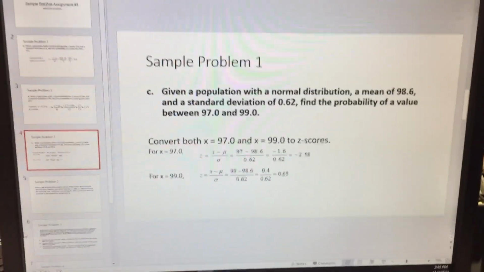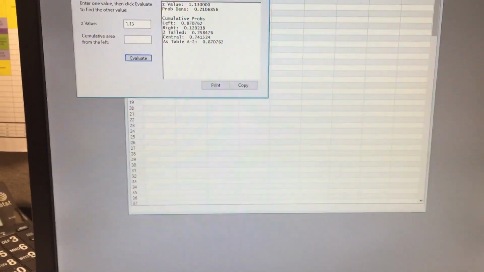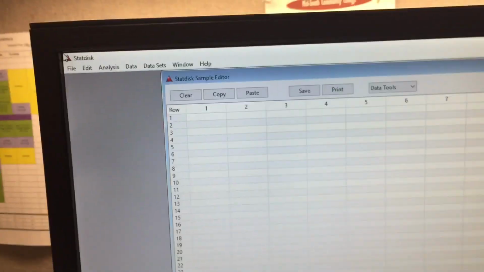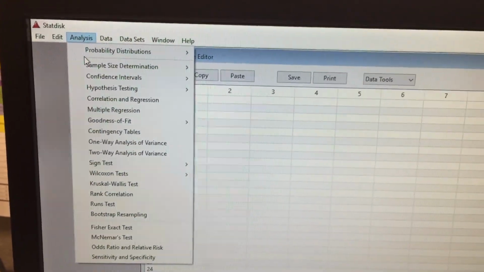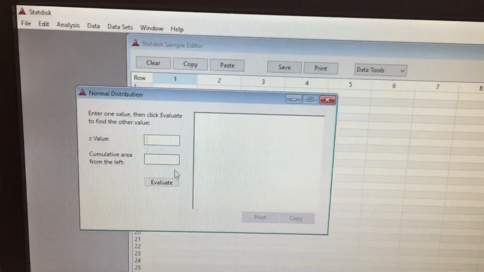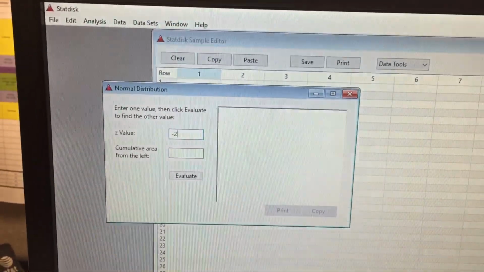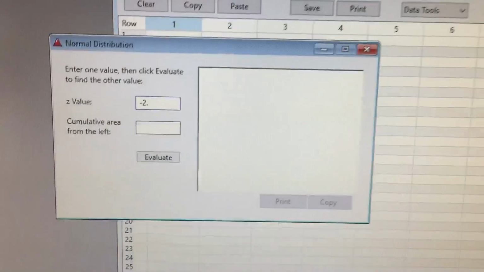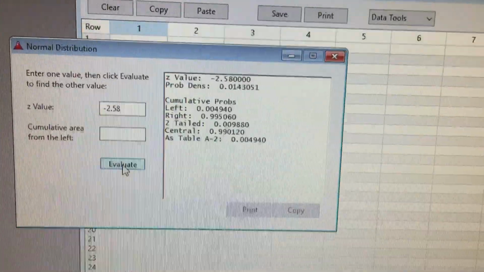So now, here's how we use StatDisk to do this. In this case, we're going to start with the negative 2.58. So again, we go to Analysis, Probability Distribution, and Normal Distribution again. For your z-value, we're going to start with the negative 2.58. So we'll enter negative 2.58, and then click Evaluate.